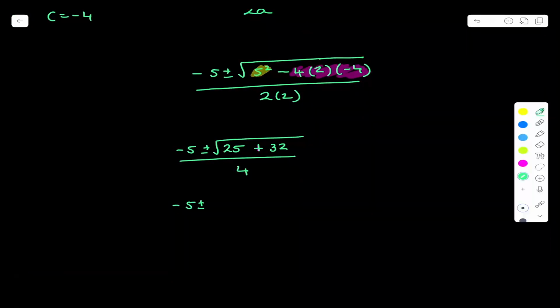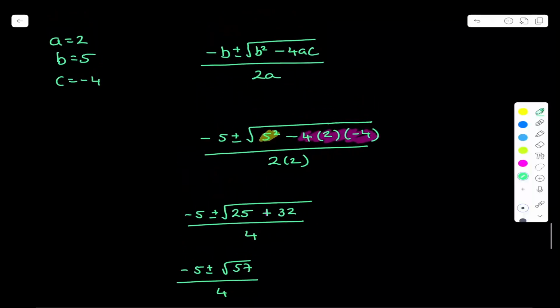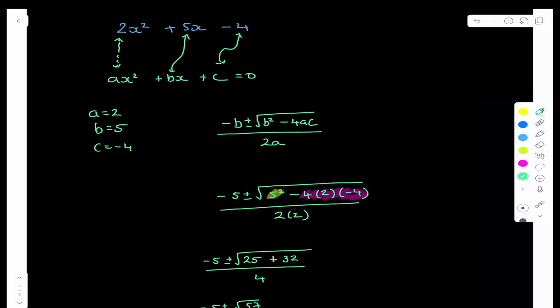And 25 plus my 32 is 57. So you have -5 plus or minus root 57 on 4. And that's as far as we could go. So that is my answer for that.